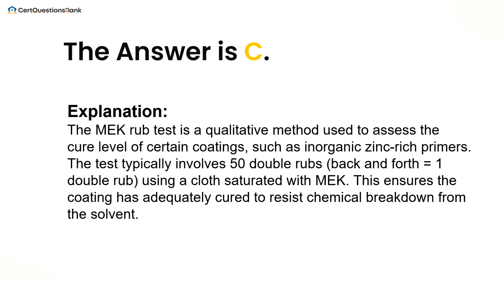The answer is C. The MEK rub test is a qualitative method used to assess the cure level of certain coatings, such as inorganic zinc-rich primers. The test typically involves 50 double rubs, back and forth equals 1 double rub, using a cloth saturated with MEK. This ensures the coating has adequately cured to resist chemical breakdown from the solvent.